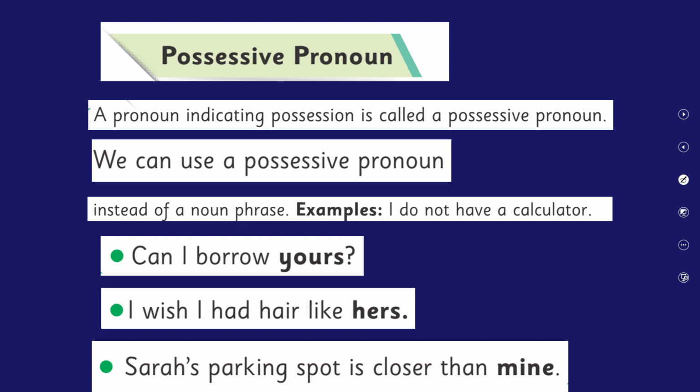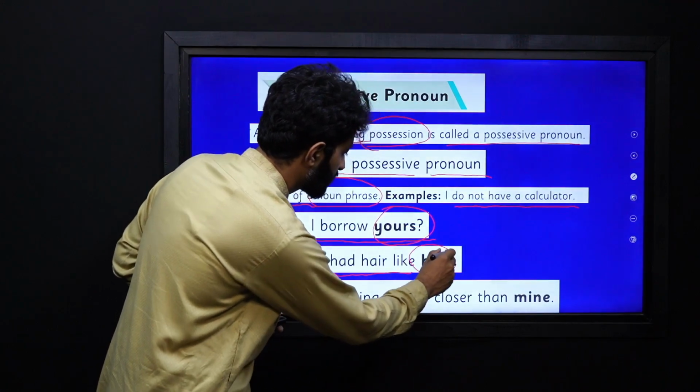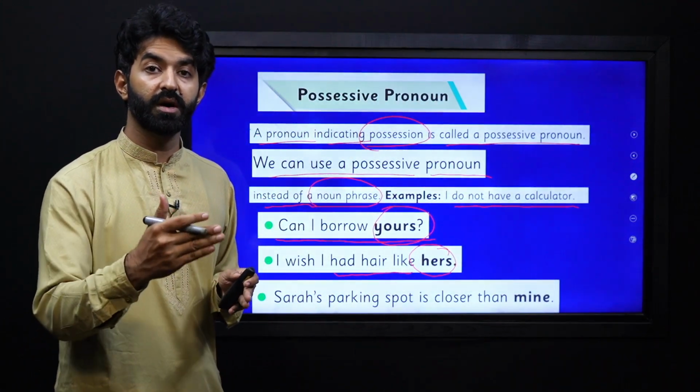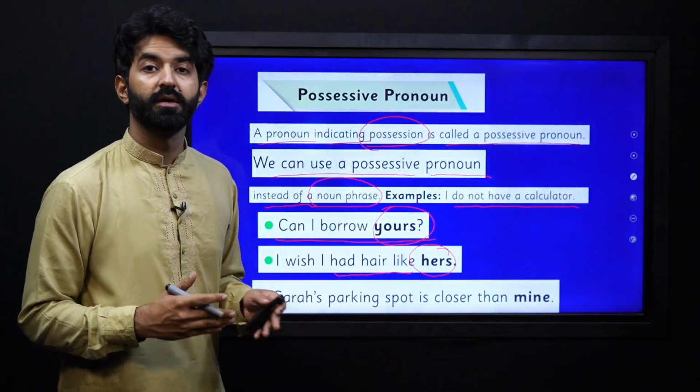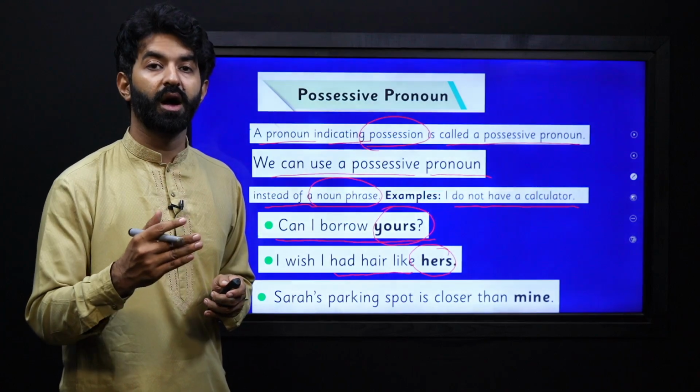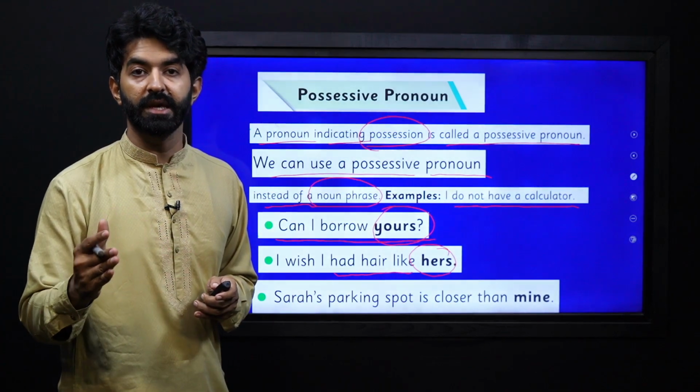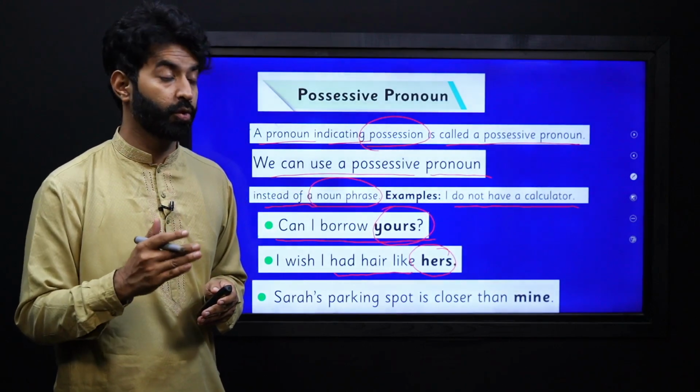My dear learners, let's talk about possessive pronouns. A pronoun indicating possession is called a possessive pronoun. We can use a possessive pronoun instead of a noun phrase. Examples: I do not have a calculator. Can I borrow yours? See, yours is a possessive pronoun. I wish I had hair like hers. Hers means it's referring to her. Similarly, your, which in Urdu we call ka, uska, uski. So that's why we use these possessive pronouns.